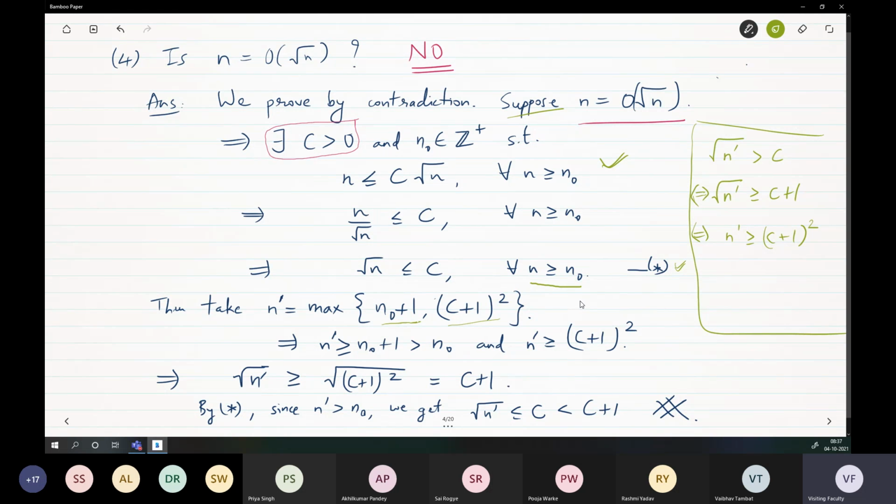right? And then you are done, because then you have n prime greater than or equal to n naught plus 1, greater than n naught. So this condition is true. But n prime is greater than or equal to c plus 1 squared, so square root n prime is actually greater than or equal to c plus 1, but then it contradicts this. Therefore, you have a contradiction. Because on one side, you're getting greater than or equal to c plus 1. On the other, by whatever you had before, you're getting less than or equal to c, or less than c plus 1. That is a contradiction.